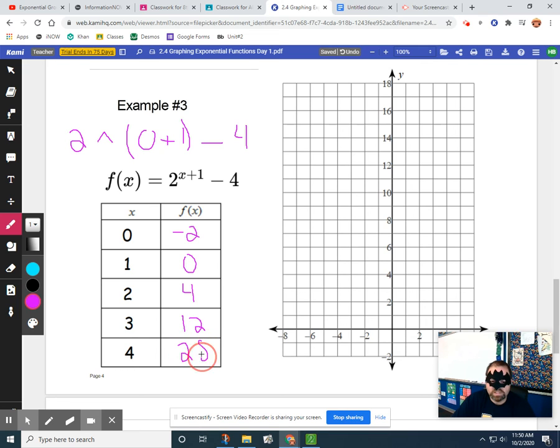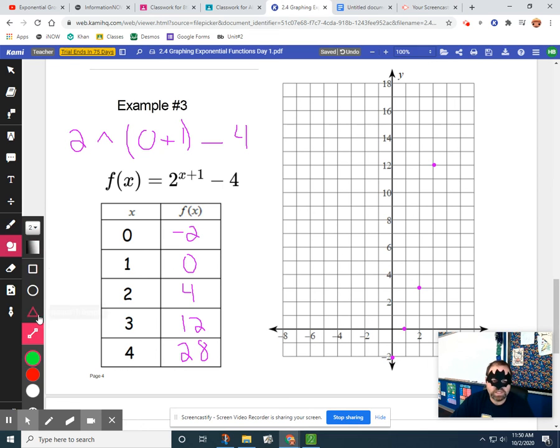So we're going to have another one of these values that hops off pretty quick, but we should have some pretty good information here for our graph. So 0, negative 2, down here; 1, 0 here; 2, 4 jumps a little bit; 3, 12 way up here; and then 4, 28 is off my graph. So 4, 28 will be way up here off my screen even.